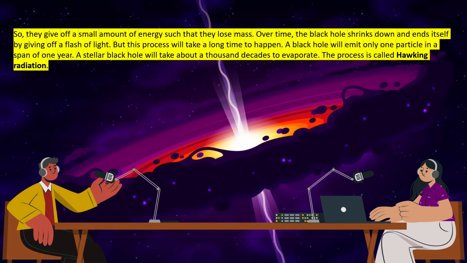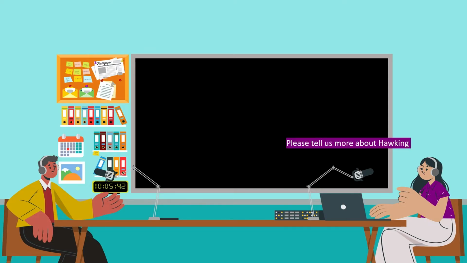A black hole will emit only one particle in a span of 1 year. A stellar black hole will take about 1,000 decades to evaporate. The process is called Hawking radiation. Please tell us more about Hawking radiation.